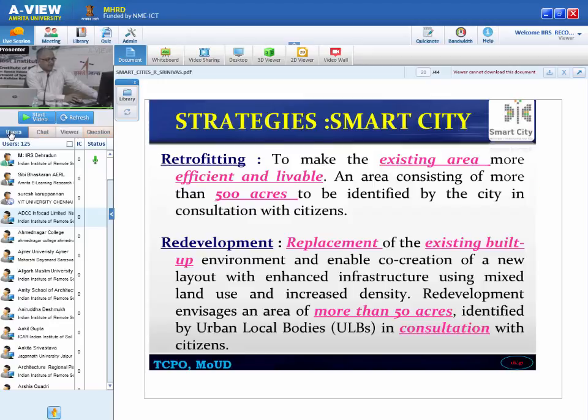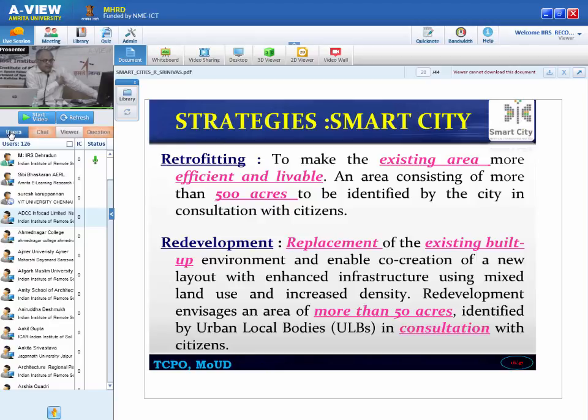Now, strategies, I will spend a few more minutes. I've got another, say, 25 minutes. The guidelines have highlighted three kinds of area-based strategies. One is retrofitting. Retrofitting is basically to make the existing area more efficient and livable.